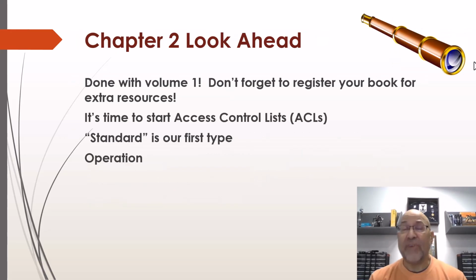All right, remember that we're in volume 2, so we're back down at those low-numbered chapters. So the chapter 2 look ahead is going to be access control lists, or ACLs, as sometimes folks say. There are a lot of different kinds of ACLs. Standard is our first type that we're going to tackle in Chapter 2. We'll go over the operation and how you build them. Now, don't forget that we're now done with Volume 1. So register your books. You get lots and lots of resources. You get practice questions and quizzes and things like that out there, in addition to the lovely videos I'm doing for you.